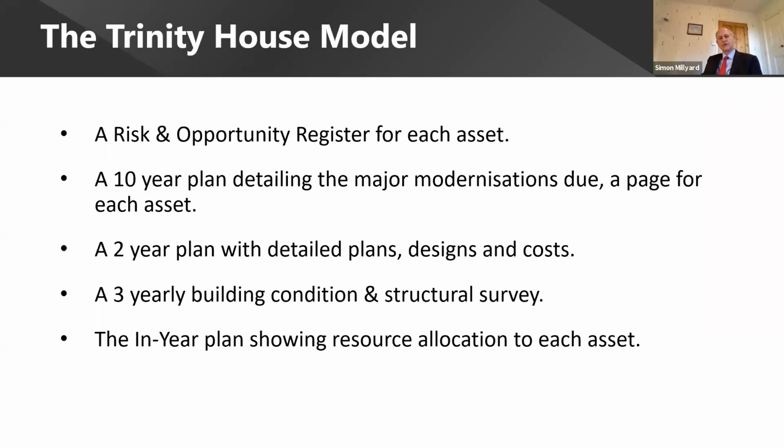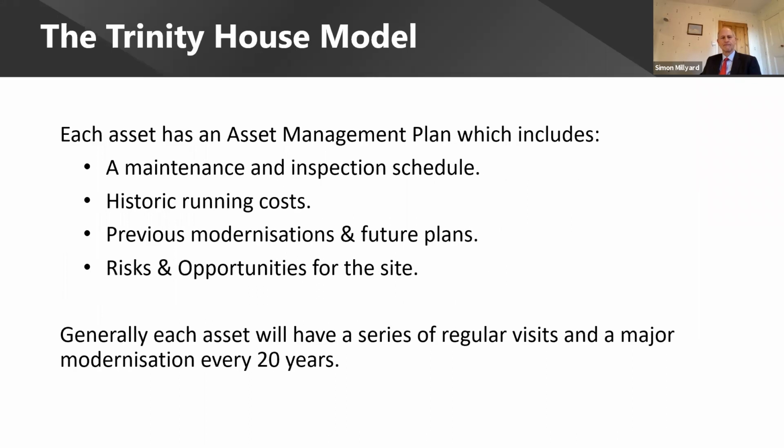There's an in-year plan, so in the current year, that will be showing all the resources allocated to each asset, including the planned maintenance visits, the corrective maintenance visits, and any major modernization visits that are scheduled. And each asset has an asset management plan. So we have this strategy and the schedule above, and the asset management plan, and that includes, for relevant people to look at, what your maintenance and inspection schedule will be, historic running costs, and that will flag up, well, why is this one so much more expensive than that one?